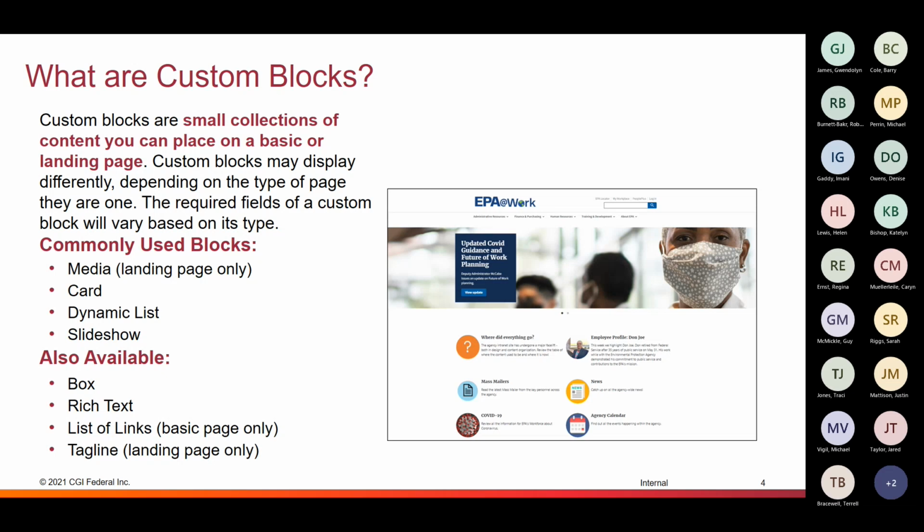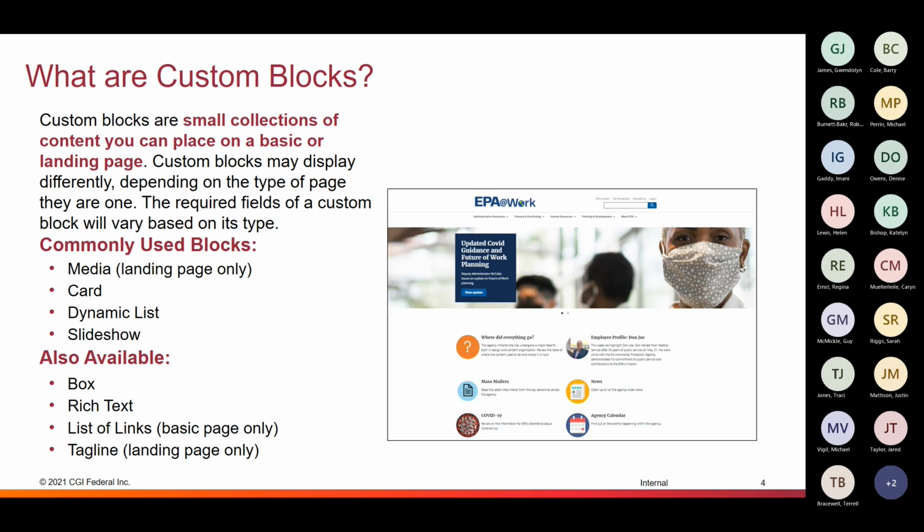All right, so let's move along and let's begin talking about custom content. So what are custom blocks? Custom blocks are small collections of content that you can place on a basic or landing page. Custom blocks may display differently depending on the type of page they are on. The required fields associated with the custom block will vary based on its type. And so, for example, if we're maybe dealing with a slideshow, we'll be presented with different fields as opposed to if we're maybe working with a dynamic list.